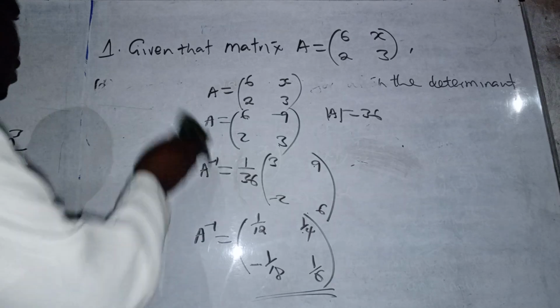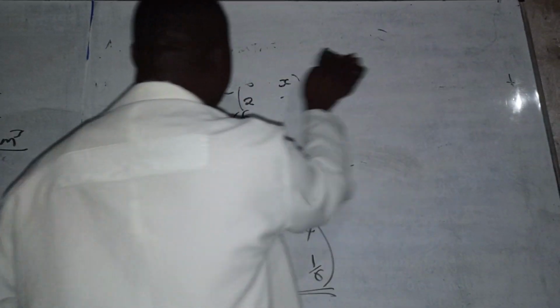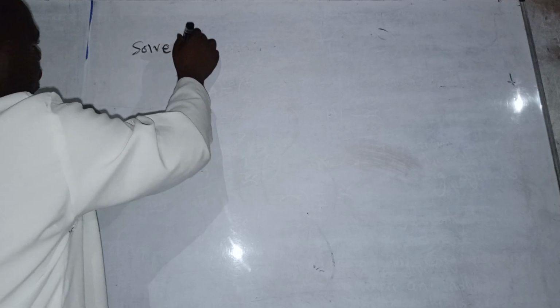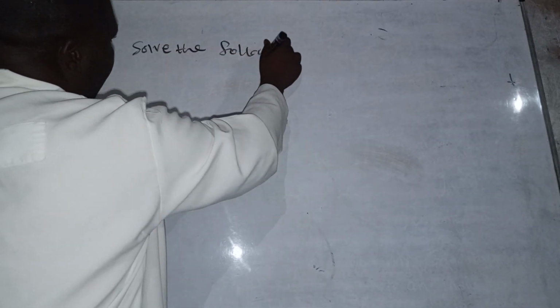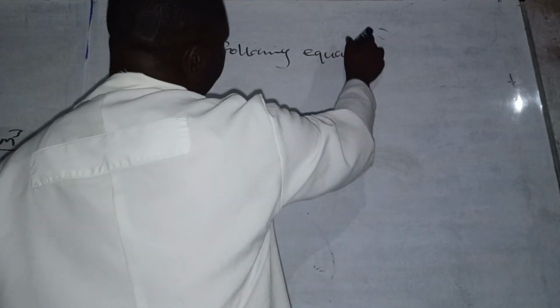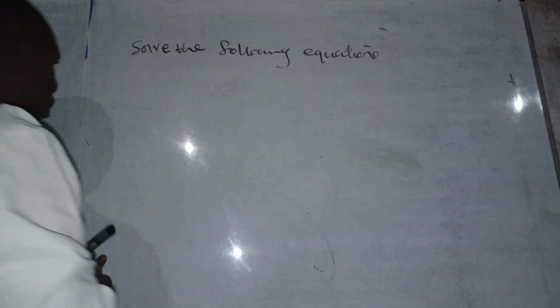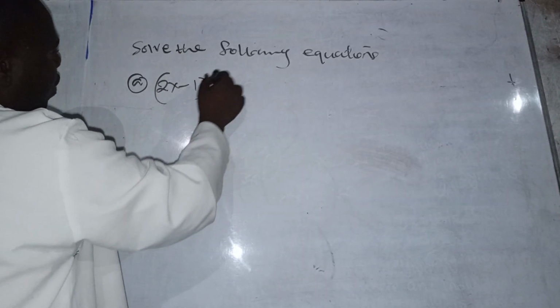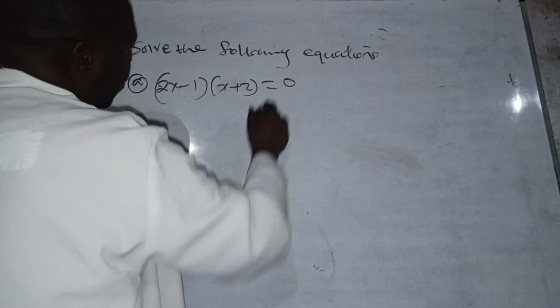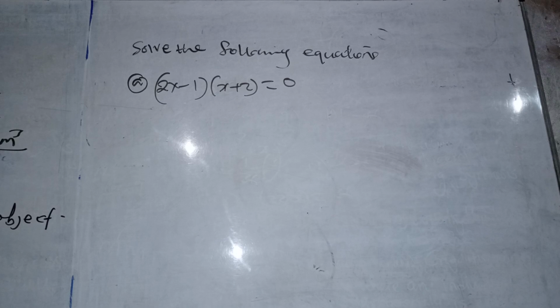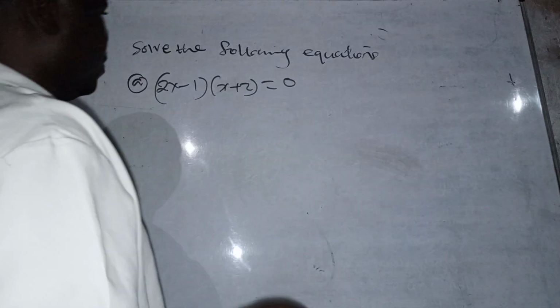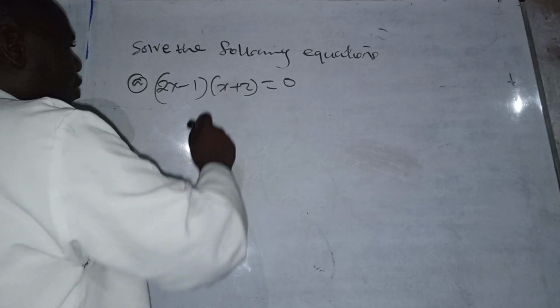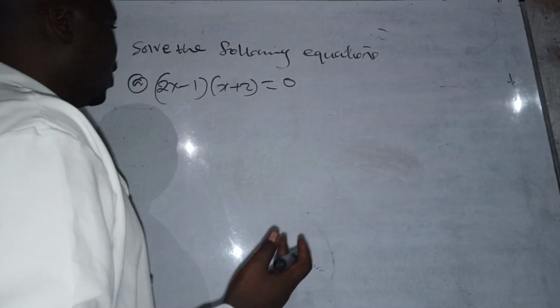So before I close the chapter for today, that's a general question. The question is solve the following equations. For example, we have option A, 2x minus 1, x plus 2 is equal to 0. So they were supposed to find this one. Sometimes they can give you a question in form of quadratic expression. Then when you reach this stage, you don't waste time to start expanding or do any other calculation.